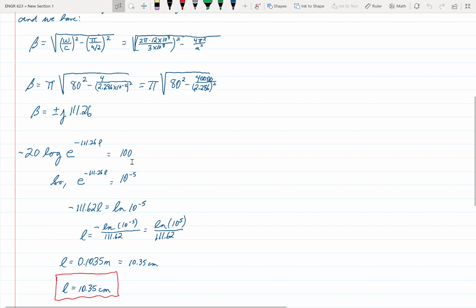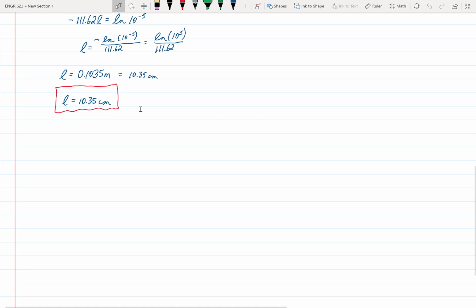And so if you do just a little bit of math, dividing both sides by 20 and taking the inverse log of each side, you get this, and then now take the natural log of each side and you'll get this, and finally we end up solving for L to be 0.1035 units or meters, and so in centimeters that gives us L is equal to 10.35 centimeters.